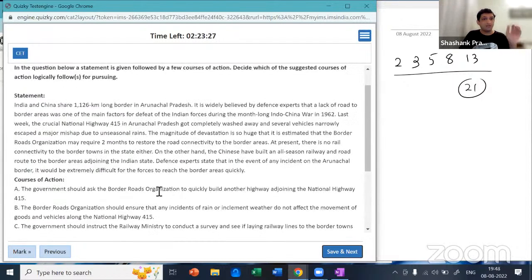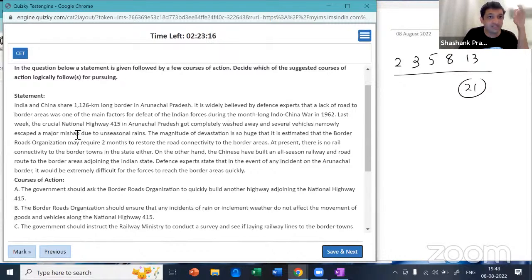Not sure. Okay, India-China 1126 long border, Arunachal Pradesh. Defense experts say a lack of roads to the borders was one of the main factors for defeat during the month-long Indo-China war in 1962. So there is a border in Arunachal Pradesh. There is no road there. Last week, crucial National Highway 415 got completely washed away. Several vehicles narrowly escaped a major mishap due to unseasonal rains. The magnitude of devastation is so huge that it is estimated that border roads organizations may require 2 months to restore the border areas.